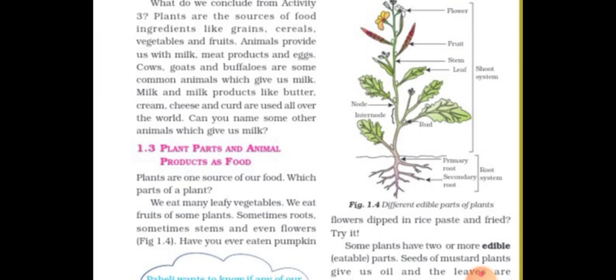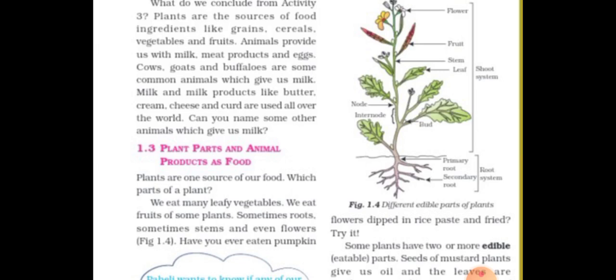Animals provide us with milk, meat products, egg. Cow, goat and buffalo are some common animals which give us milk. Milk and milk products like butter, cream, cheese and curd are used all over the world. So children, we use different types of milk products for eating or for making some dishes. Like milk you are drinking, but by using milk we can make smoothie. During summer season we use milk for making mango shake. In the same way curd also we eat as it is, or we can make different food items by using curd. Now see next line.